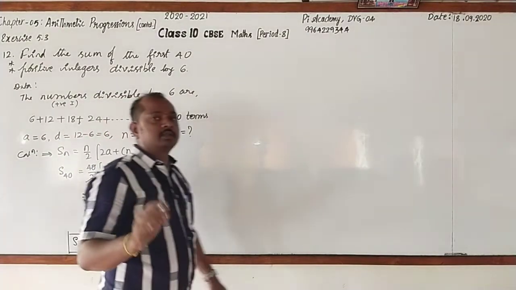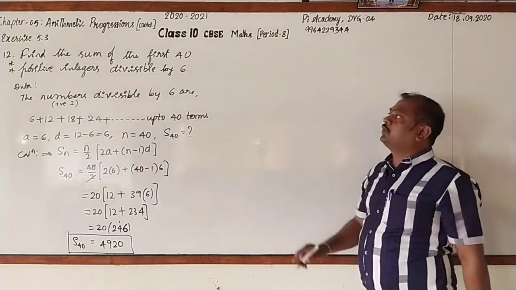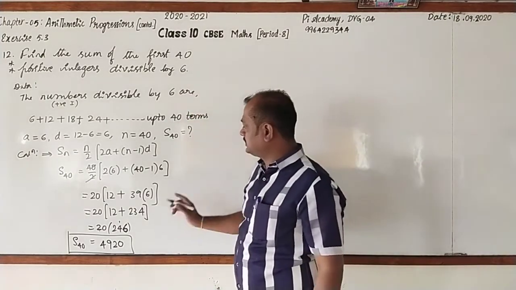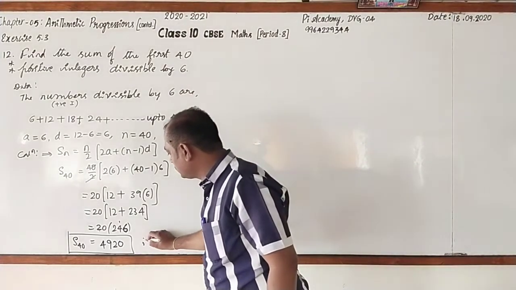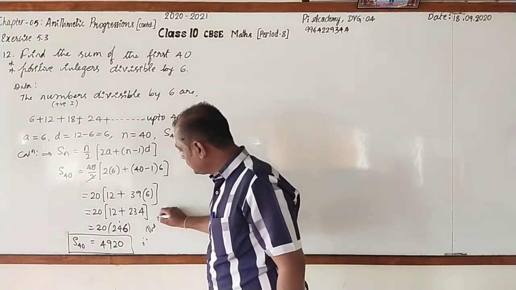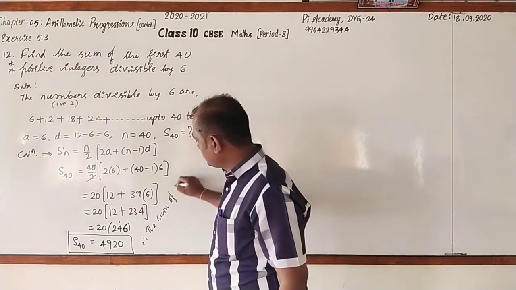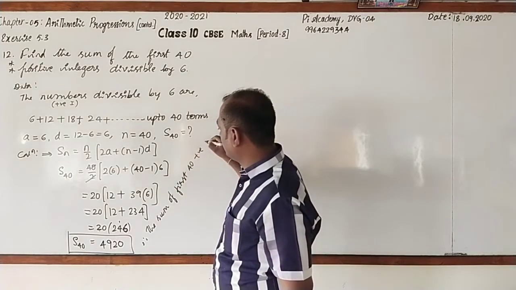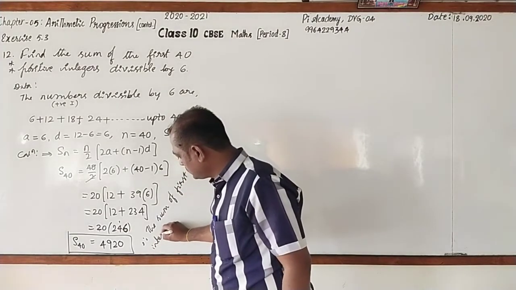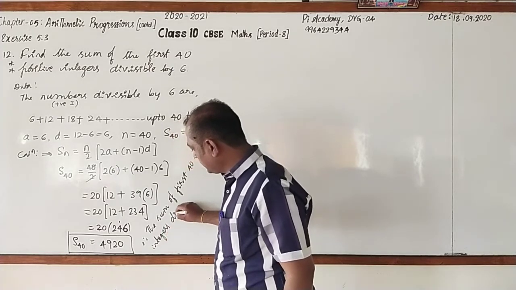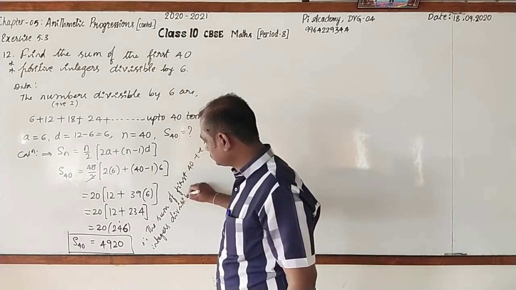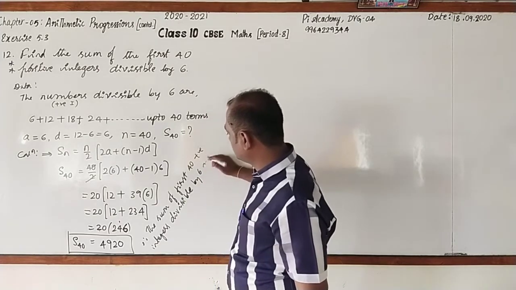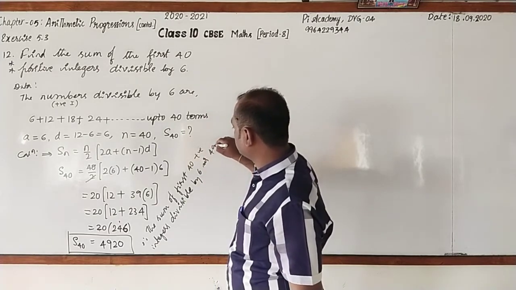This is the sum of first 40 positive integers which are divisible by 6. You may write the conclusion here. Therefore, the sum of first 40 positive integers divisible by 6 is 4920.